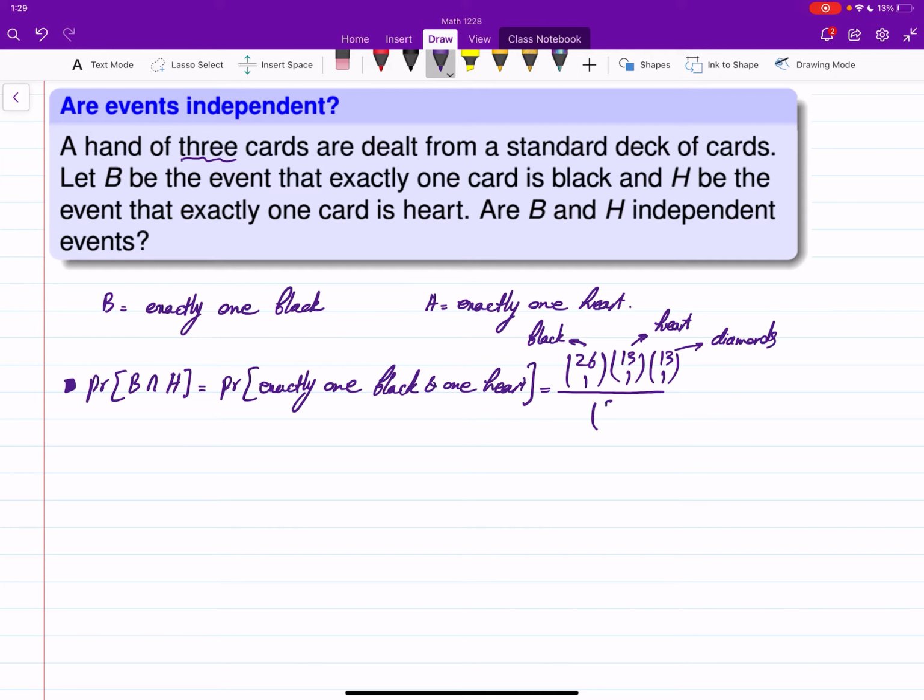And then the total number, or N of S, is 52 choose 3. Well, you'll need to do some calculation here. I have already done it, and I know that the numerator is 13 times 13. The denominator is 2 times 17 times 25. So that's the probability of the intersection. How about probability of B, exactly one black?